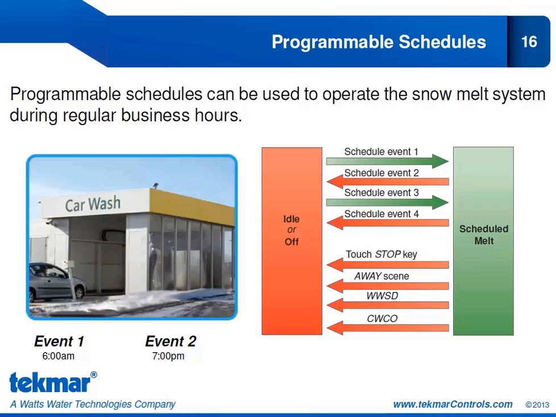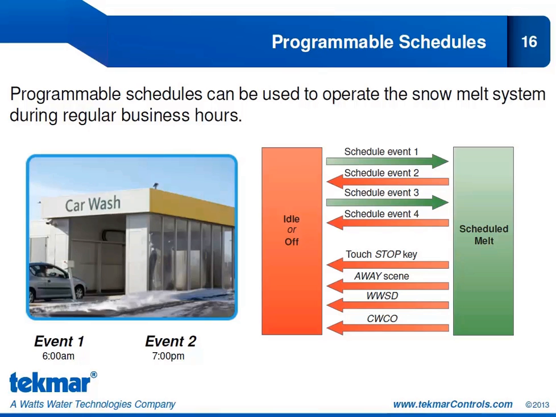Now, programmable schedules are a new feature for a TechMar Snowmelt control, and we added this feature particularly for car washes, but I'm sure you can think of other applications where programmable schedules could be used as well. In this case, I have a car wash, and my hours of operation are from 6 a.m. to 7 p.m., so that's when I want my snowmelt system to be operational. So my event 1 will be 6 a.m., my event 2 will be 7 p.m. So at 6 a.m. I move from my off state into my melt state, and I stay in that melt state until 7 o'clock, which is schedule event 2.